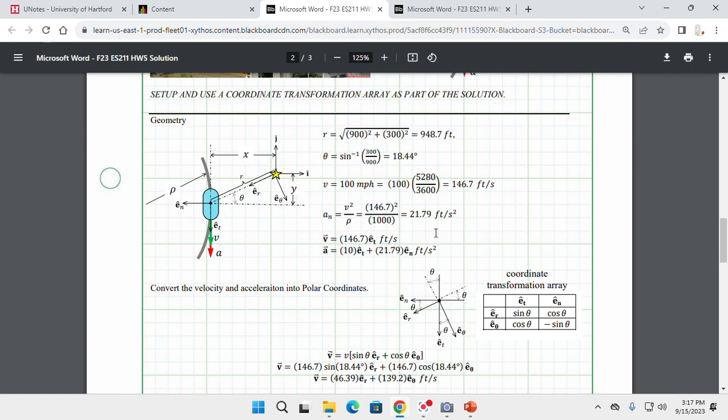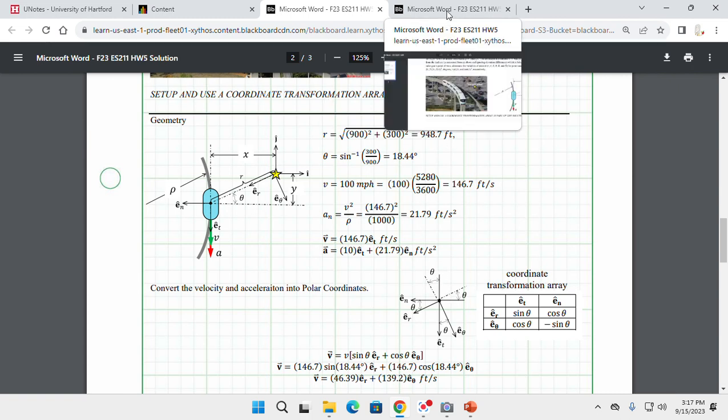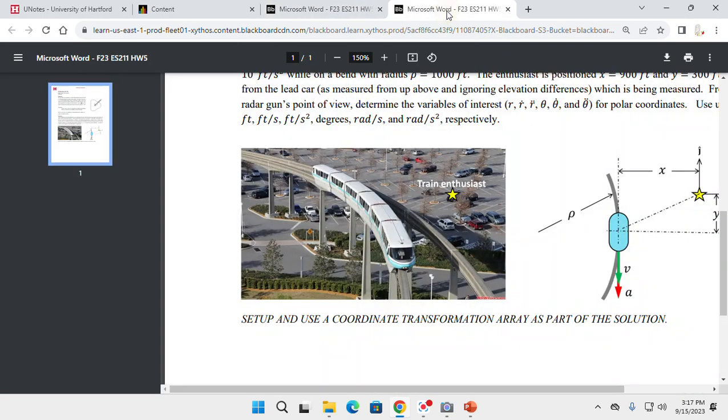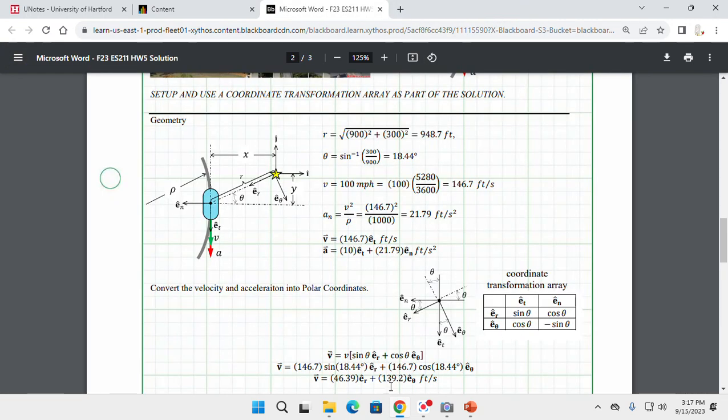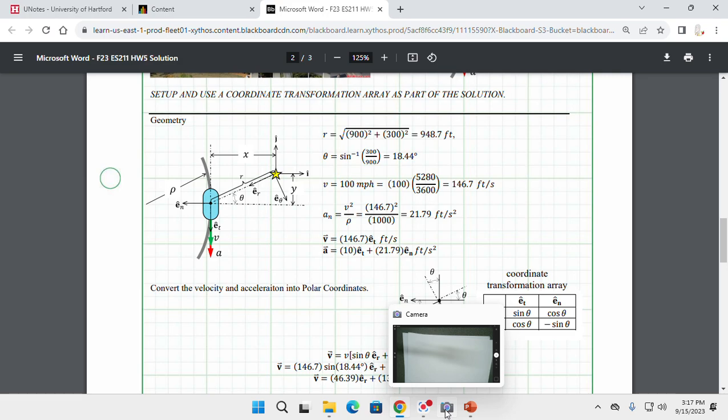All right, so we got any call-outs, requests? This is what I was looking for, requests. I'd like to see a relative motion problem. Okay. Just trying to find more on that.